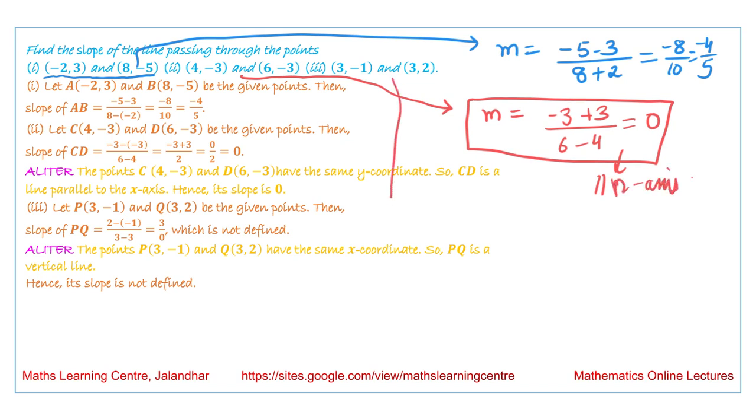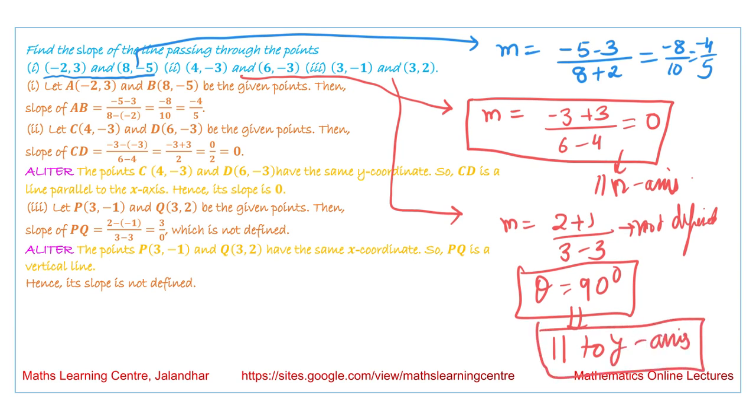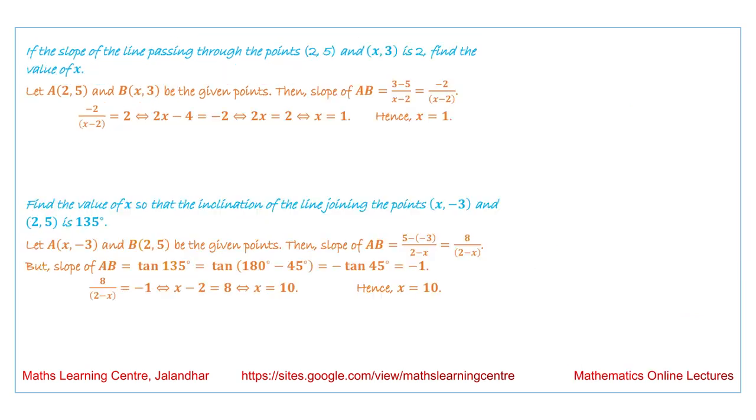Next, in this third case, the value of m is equal to 2 plus 1 divided by 3 minus 3, and this value is not defined. So the value of theta is equal to 90 degree. That is, this line is parallel to the y-axis, and the slope is not defined in this case.